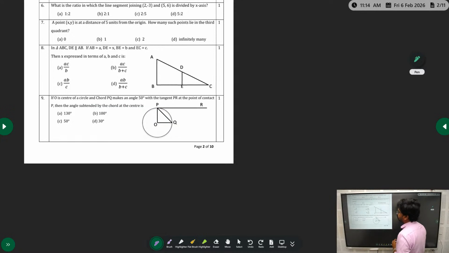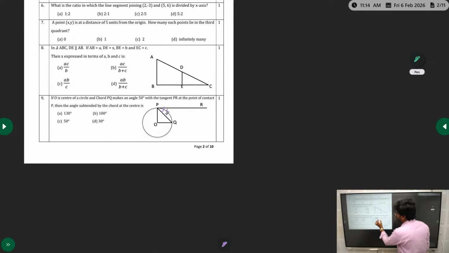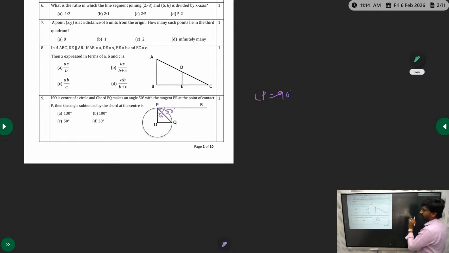If O is the center of a circle and PQ is a chord that makes an angle of 50 degrees with the tangent. This is the chord and tangent. What is the angle here? 50 degrees. Then I will say this is 40 degrees without solving. Why? The angle at P, the point of contact, is 90 degrees by theorem 10.1. From 90, if you subtract 50, what is the remaining angle? 40. This will be 40 degrees.